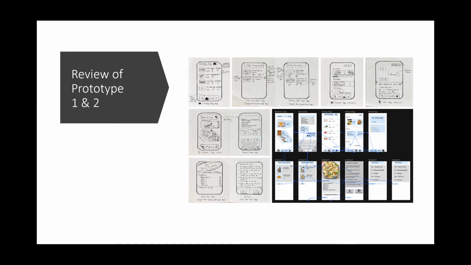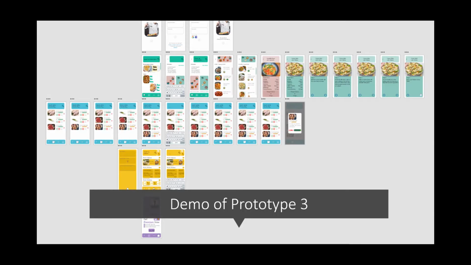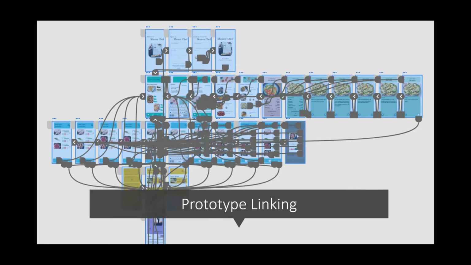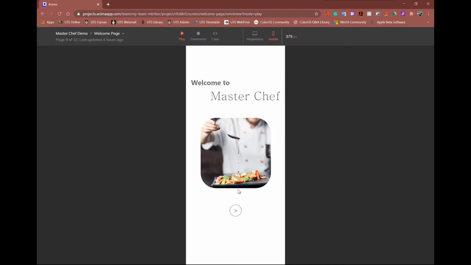For the review of prototype 1 and 2, we revisit the sketching, and then the Sprint 2 one would be a brief introduction to our prototype. And after that, we refined the prototype into our Sprint 3 prototype 3. So this is a demo, and this is how we linked it together. And then now I will show you guys how it worked.